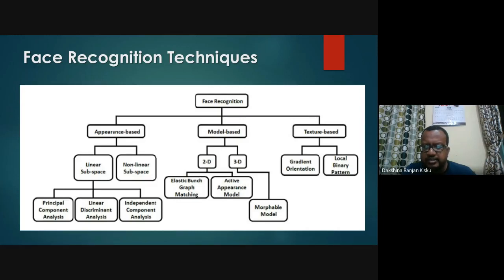Now we can have texture-based techniques. Texture-based techniques are mainly divided into two groups: gradient orientation and local binary pattern. In the gradient orientation, we obtain the gradient at each pixel point, and then we obtain the orientation of the gradient. So the gradient orientation technique is a very traditional texture based technique. In many face recognition systems, these texture based techniques are used for recognizing frontal view faces.